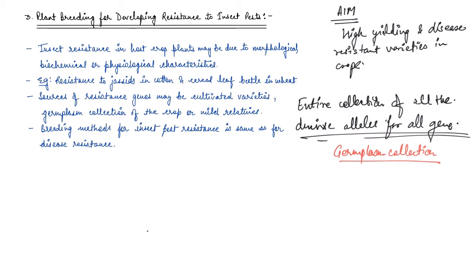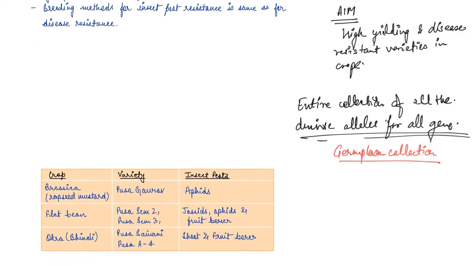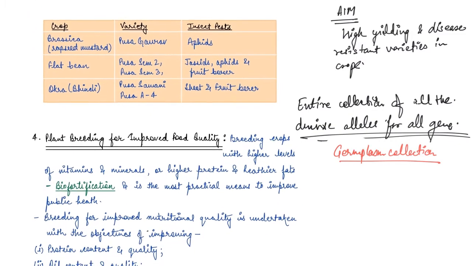Now this resistance may be due to morphological, biochemical or physiological characteristics, right? Say, an example is resistance to jassids in cotton, or cereal leaf beetle in wheat. Now the source of resistance genes may be cultivated varieties, germplasm collection of the crop, or wild relatives, right? The breeding methods for insect pest resistance will be the same as we discussed before, the conventional breeding method or mutation breeding.